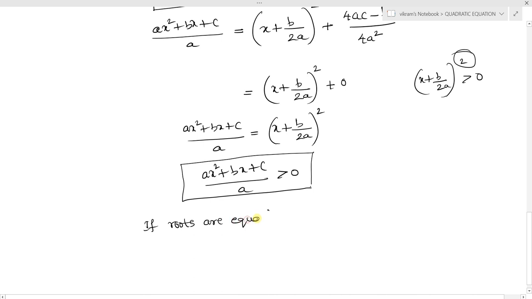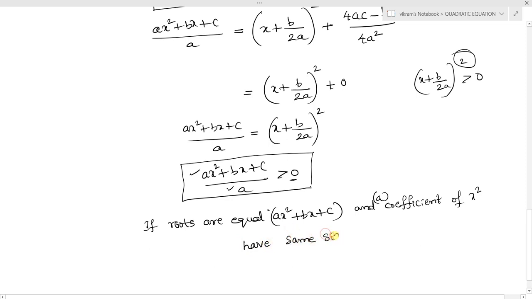If the roots are equal, then ax square plus bx plus c and the coefficient of x square, that is a, must both have the same sign. When that is the case, if ax square plus bx plus c and a have the same sign, then we can say that the roots are real, except what is the condition here? Except at x equals minus b by 2a.